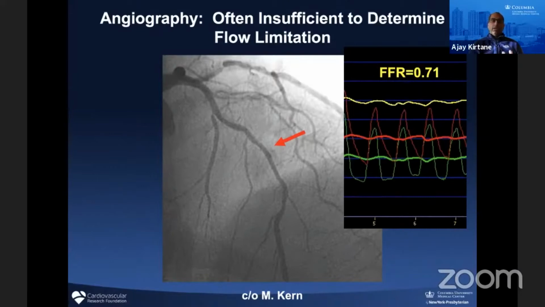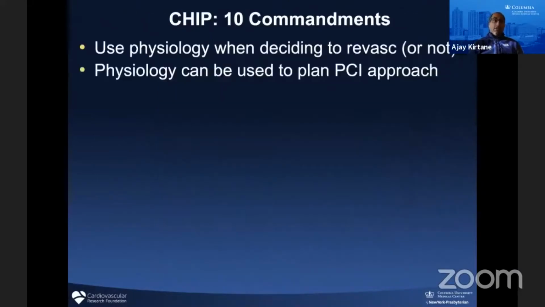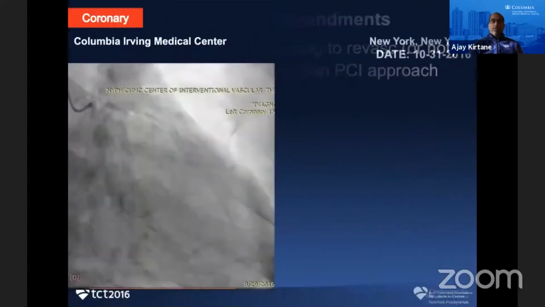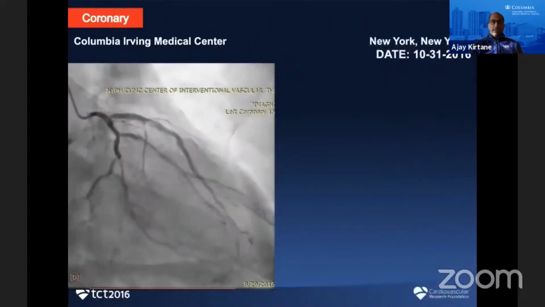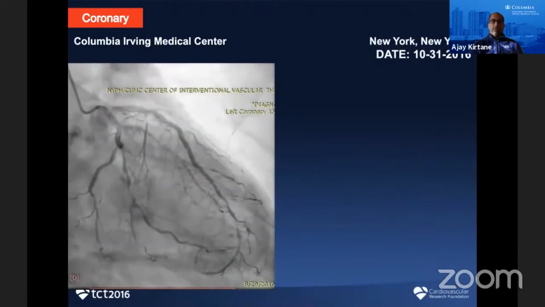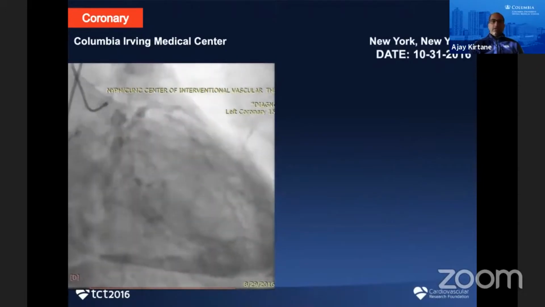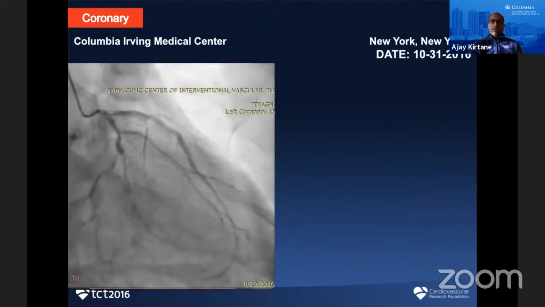So it really can help to make things more objective when you come to the cath lab. In addition to that, you can use it to plan your PCI approach. And this is just an example of a case that we did live for TCT, a lot of diffuse disease. There's disease in the second marginal, the first marginal, the bifurcation, and then the left main.